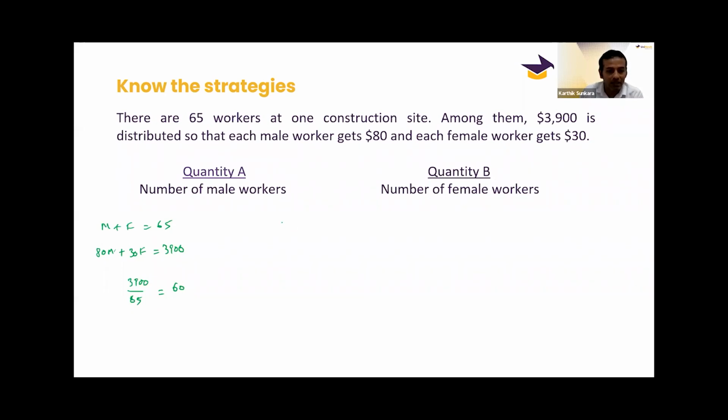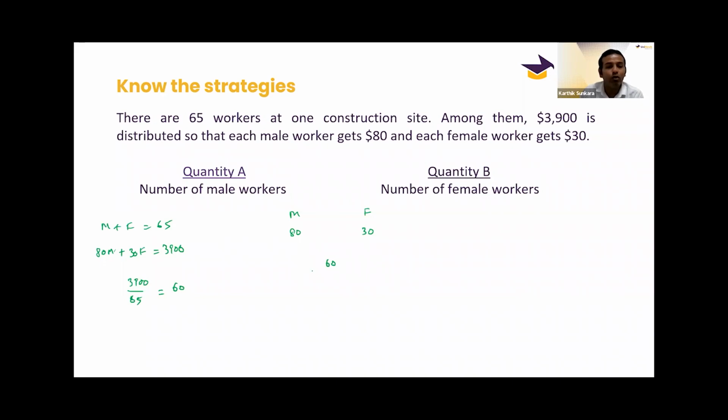Okay. Now let's see. The strategy would be, M is for the male and F is for female. And this is the amount that each male person is getting, $80 per male and $30 per female, right? And this is 60. That is nothing but the average wage per person, be it male or female.